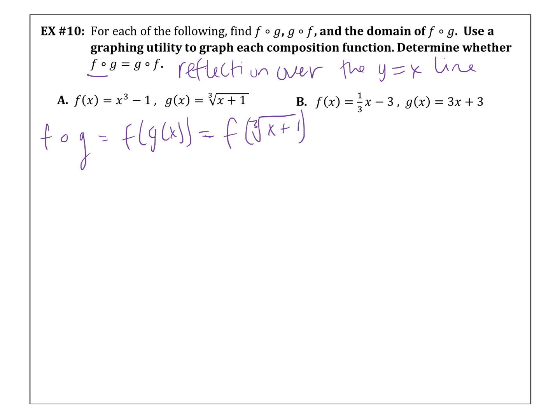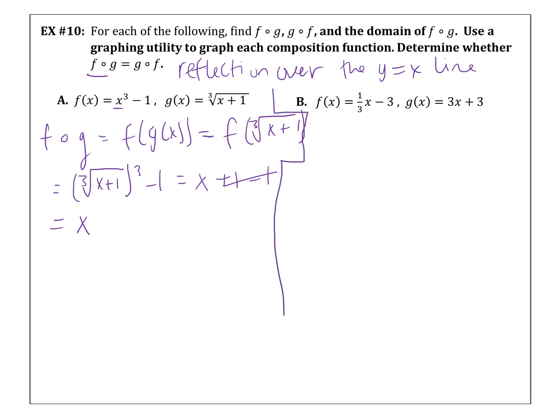Okay, so we're going to evaluate that. We're plugging in the cube root of x plus 1 for x. So the cube root of x plus 1, cubed, minus 1. We keep going. When you cube a cube root, it quote unquote sets it free. So we're left with x plus 1 minus 1, which equals 0. So all we're left with is x. So f composed of g equals x.